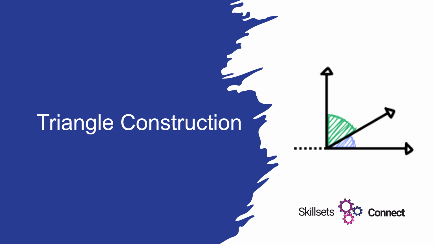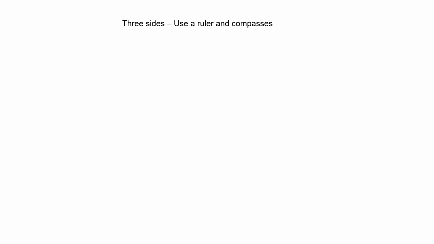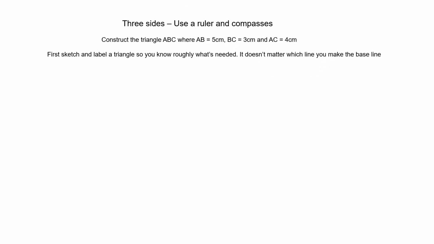Triangle construction. How you construct a triangle depends on what information you are given about the triangle. Let's look at an example. Construct the triangle ABC, where AB equals 5 centimeters, BC equals 3 centimeters, and AC equals 4 centimeters.